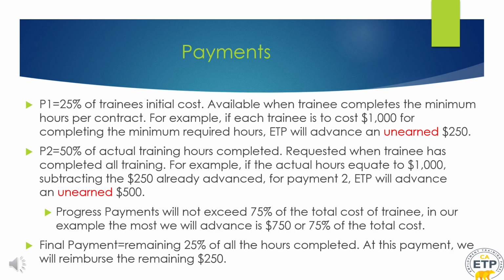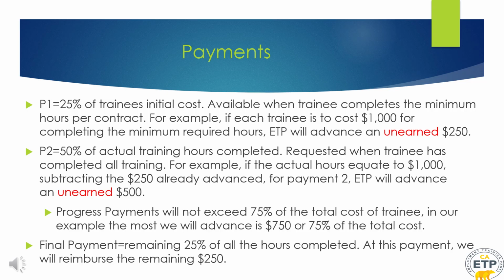This is a very helpful slide when it comes to payments and how we calculate your payments. ETP has three payments per trainee: Payment 1, Payment 2, and a final payment. If you ever have a question on how we calculated your Payment 1 and what Payment 1 means, come to this slide. It'll give you a good example of how we calculated your Payment 1, as well as your Payment 2, and then also your final payment.